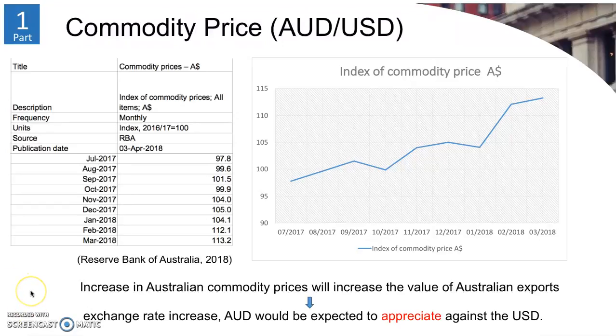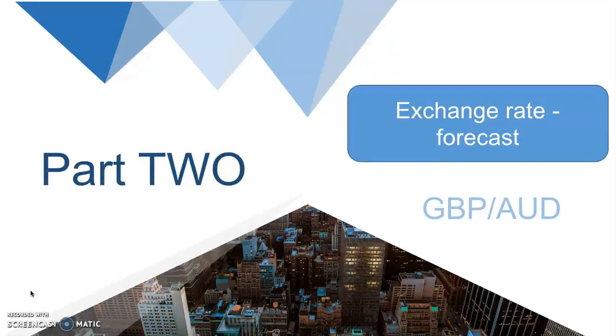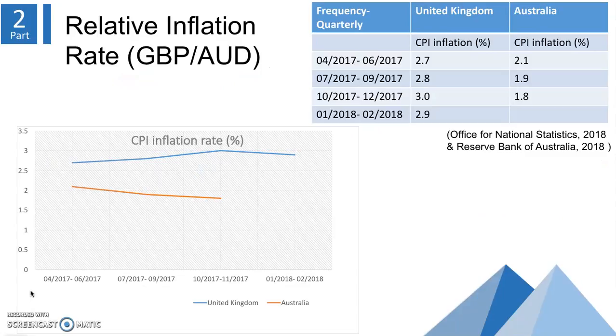Now, let's look at what will happen to the exchange rate of GBP against AUD in the next 3 to 6 months. Firstly, we will talk about the relative inflation rates. Let's look at the table. These data are provided by the Office for National Statistics and the Reserve Bank of Australia. It shows the year-ending consumer price inflation in the UK and Australia during April 2017 to February 2018. Based on this data, we make a line chart.